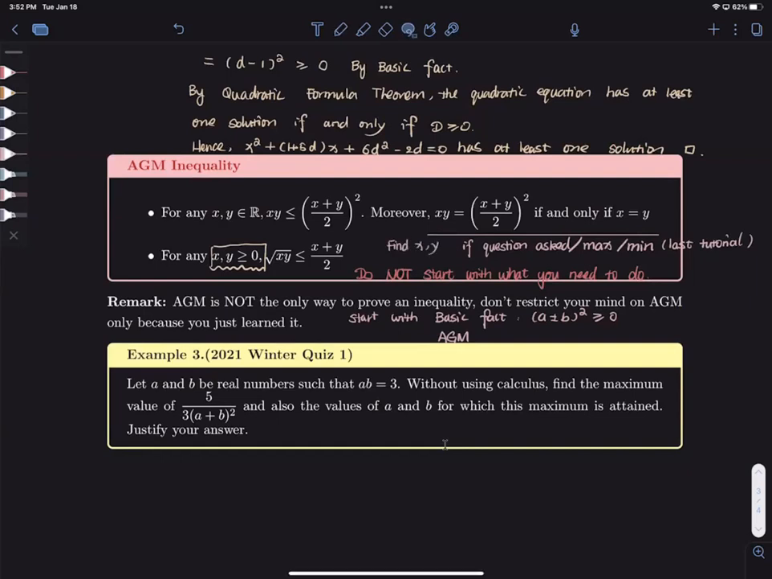It's not really check, because you know this already. You need to find the values of x and y. So you would say, oh, the equality holds if x equals y, so we can let x equal y and then find the values of x and y. Does that make sense, Vincent?